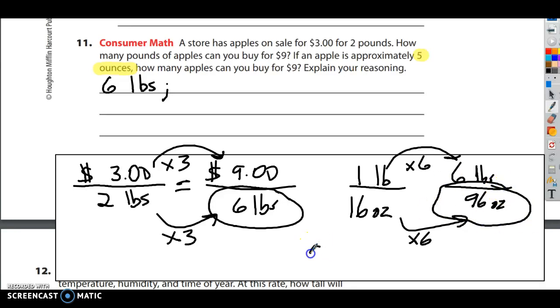We've got 96 ounces here. And this problem right here that I read a little bit too fast, it says if an apple is approximately 5 ounces. So how many apples is 96 ounces if each one is 5 ounces? This is division. And 5 goes into 96 19 times with 1 left over. And so we're going to have to round that, that's going to be about 19 apples.